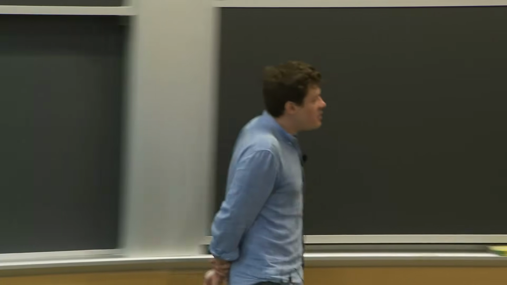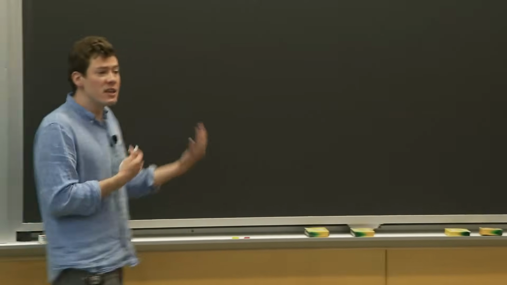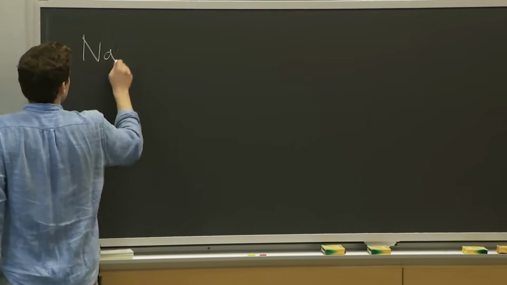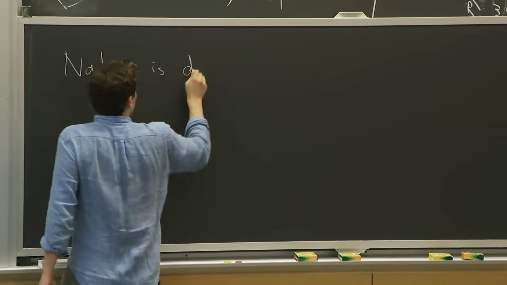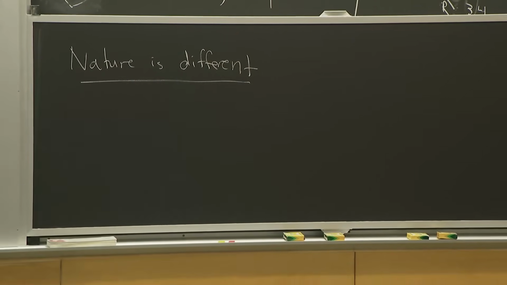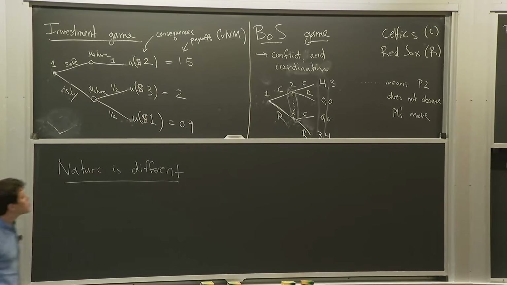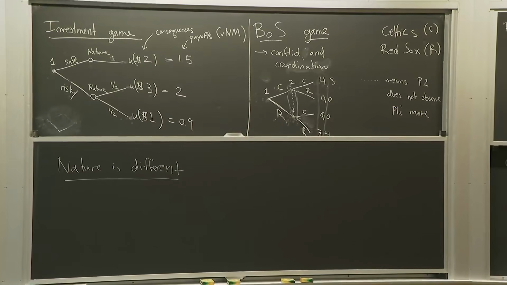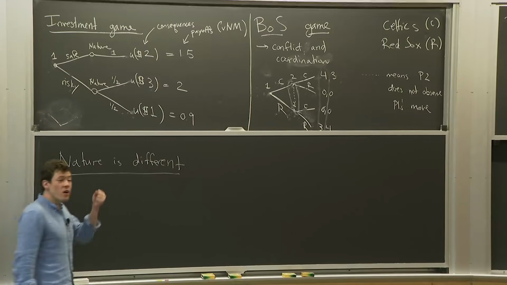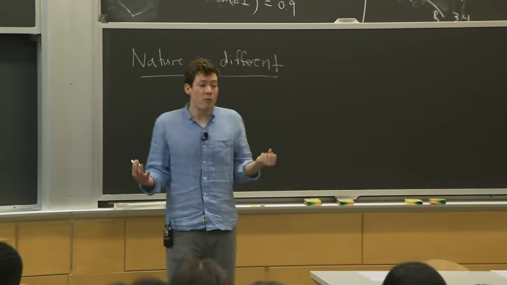So I've been a little sloppy in a few things, and that's that I've been talking a lot about players, but nature is really different than the other players. So we need to specify some different rules for nature. So let me say nature is different. If you just look up at these trees, can you see any differences when we label a node to be nature rather than a strategic player? What's different when it's nature's turn? Yeah? Nature works on probability. Exactly right. So whereas a strategic player chooses an action at an edge, nature just chooses probabilities.